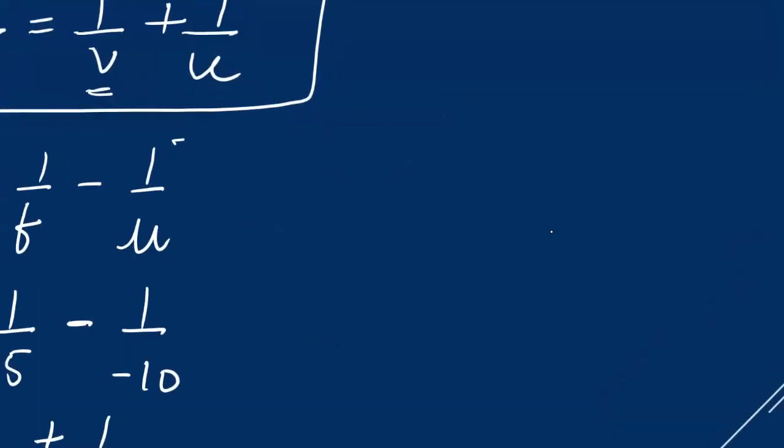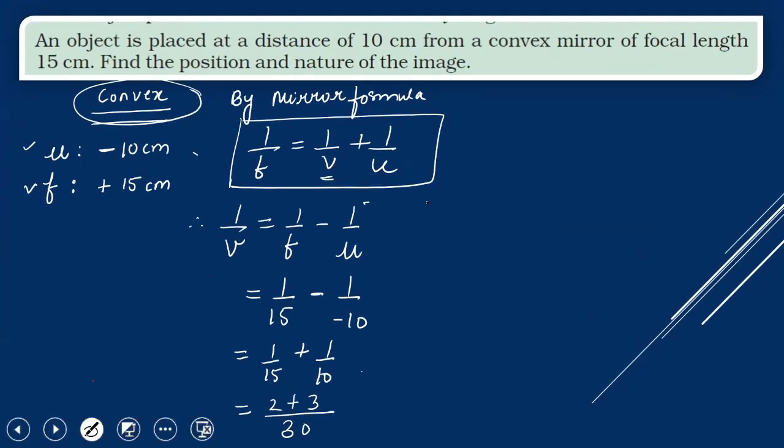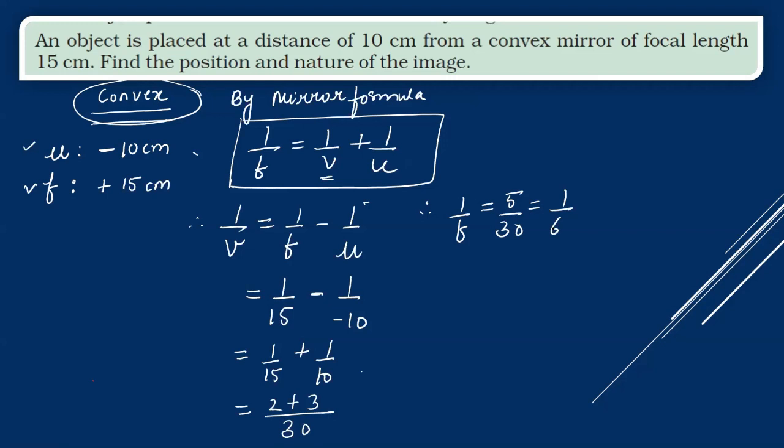So therefore, 1 upon v is 5 upon 30. So that is equal to 1 upon 6. Sorry, 1 upon v, not 1 upon f. So as 1 upon v is equal to 1 by 6, can I say that v is equal to plus 6 centimeters? Right? As there is no negative sign over here, we can consider that yes, v is positive 6.